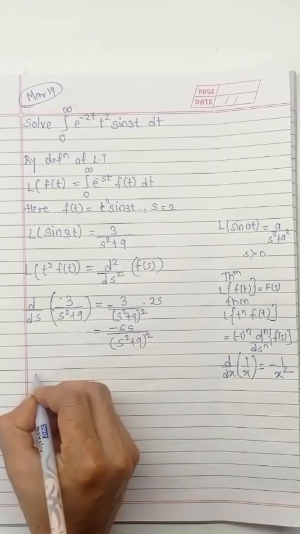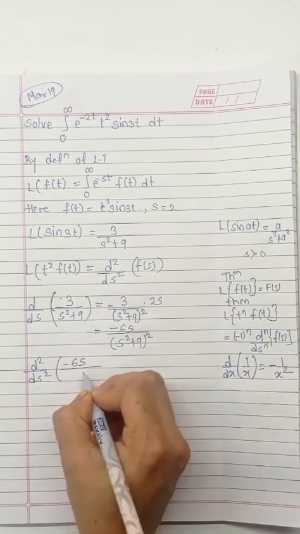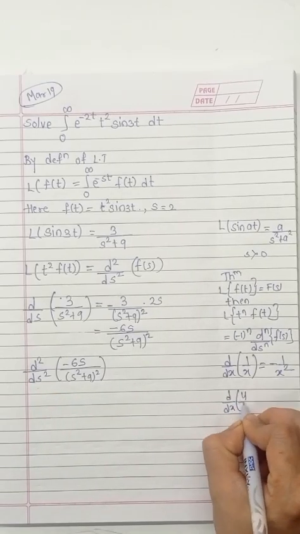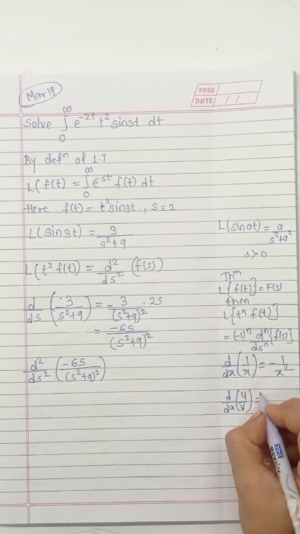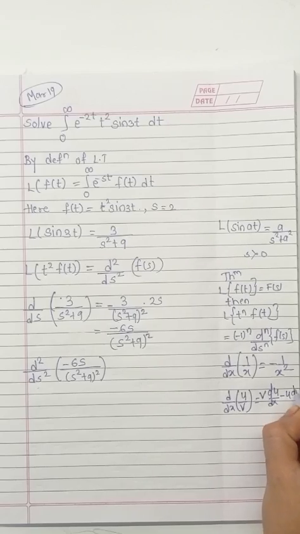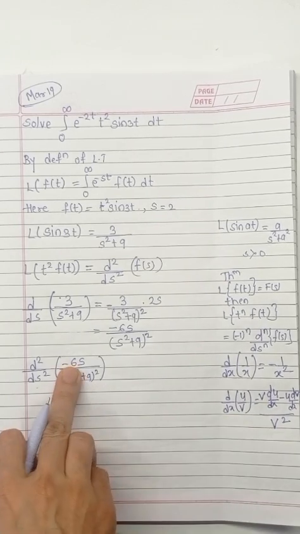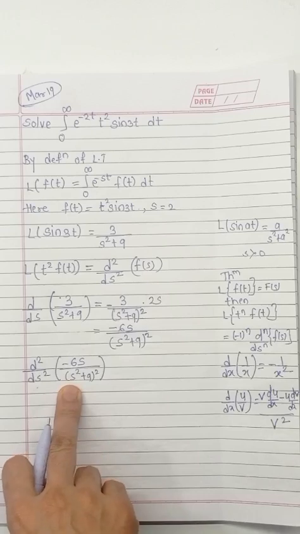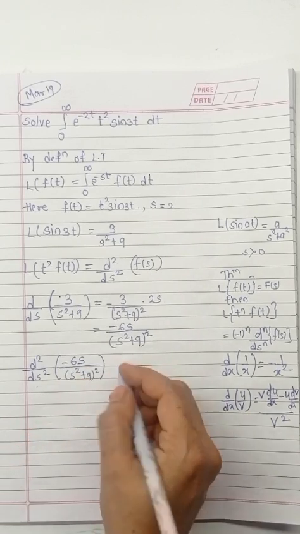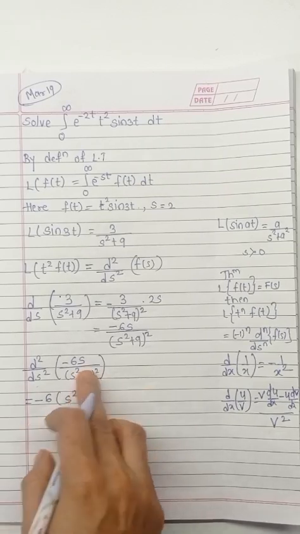Now again you are taking the derivative with respect to s. So d square upon ds square is the derivative of minus 6s upon s square plus 9 whole square. Here you are using the u by v rule: the derivative of u by v with respect to x is v into the derivative of u minus u into the derivative of v, divided by the denominator square, that is v square. Here u is minus 6s and v is s square plus 9 whole square. Applying this formula, the first term is minus 6 times s square plus 9 square, that is the second term into the derivative of the first term.